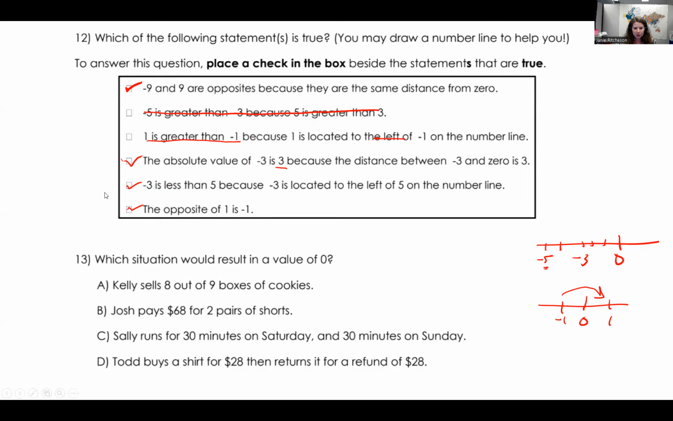Which situation will result in a value of 0? Kelly sells 8 out of 9 boxes of cookies. Well, that's not 0. She has 1 box left. Josh pays $68 for 2 pairs of shorts. Well, we don't know how much Josh had to begin with, so that doesn't make any sense. Sally runs for 30 minutes on Saturday and 30 minutes on Sunday. Well, that means Sally ran for 60 minutes, not 0. Todd buys a shirt for $28, then he returns it for a refund of $28. So Todd has 0 money.